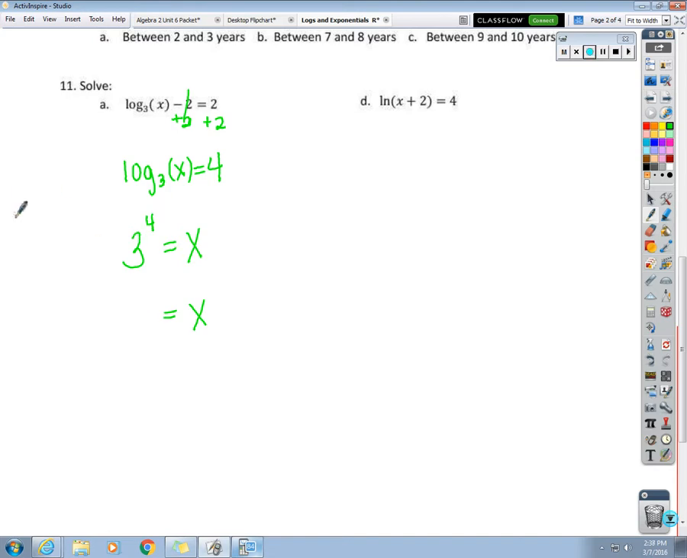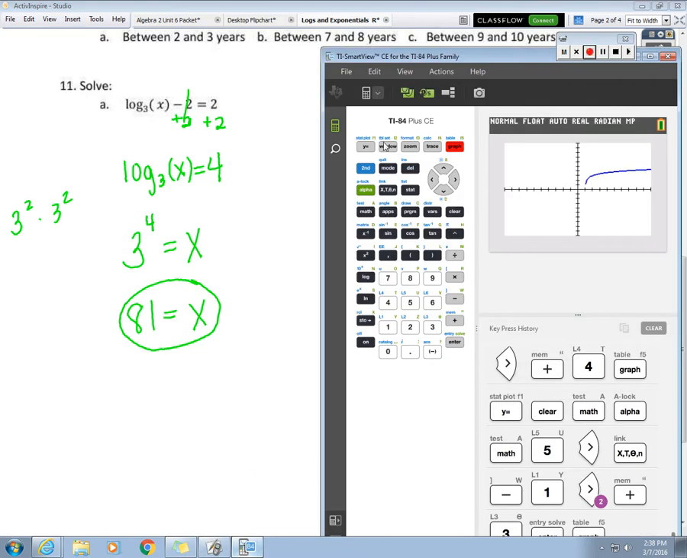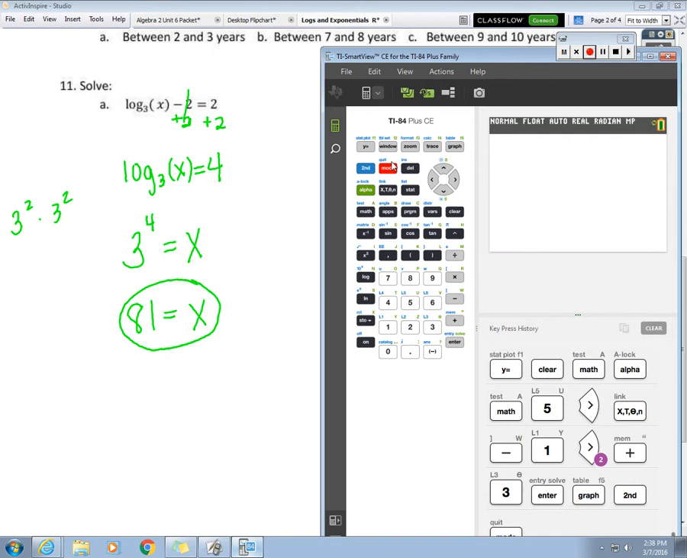Y'all, 3 to the 4th power, isn't that like 3 squared times 3 squared? You're right. 9 times 9, 81. Now, for those of you who look at this tomorrow and are clueless where to start, you will have 4 choices. All you got to do is plug them in. Or not tomorrow, Wednesday. You all know what I mean.